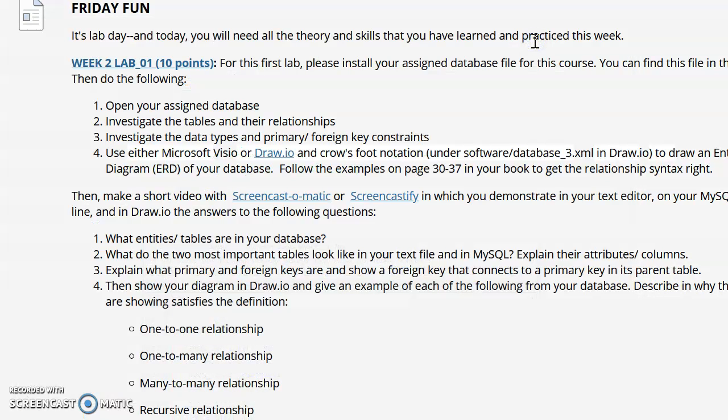Now coming to the fourth part and most important part of the lab, that is to create an ER diagram of the database that has been given to us. So these are the details regarding the ERD diagram for the database.